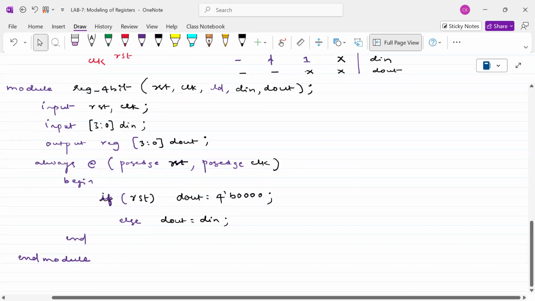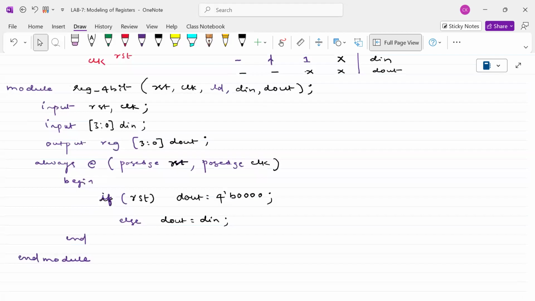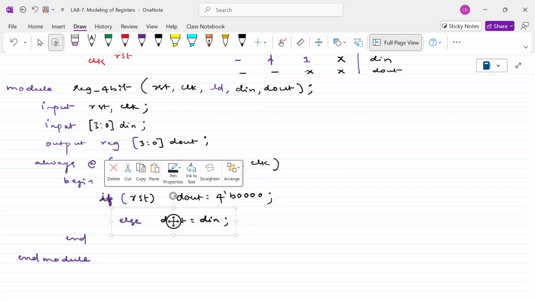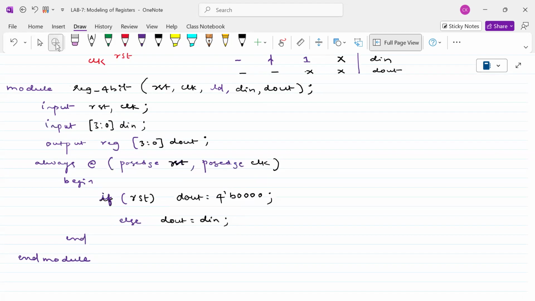It is synchronous with the clock. That's the reason why the LD signal should not be in the sensitivity list. It should be inside the begin and end block. Where do we have to write? We have to write one if else statement, right? We can write one if else statement.